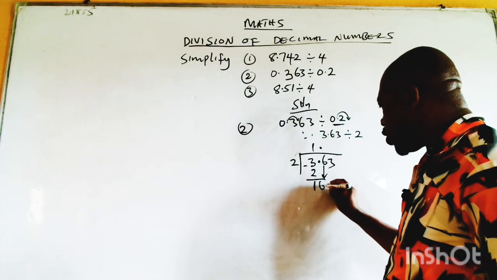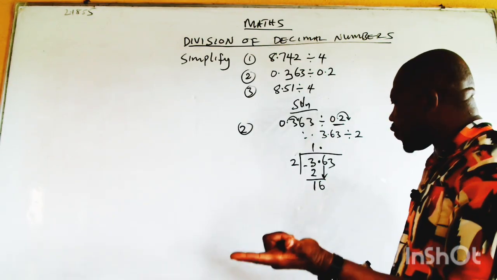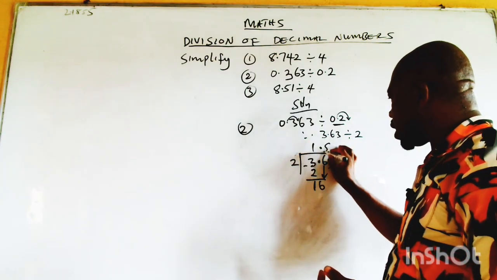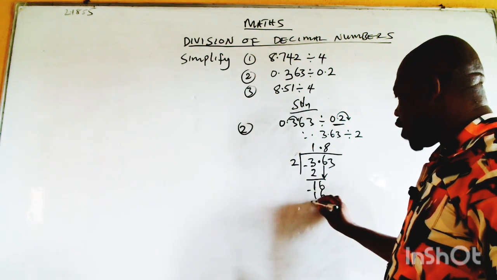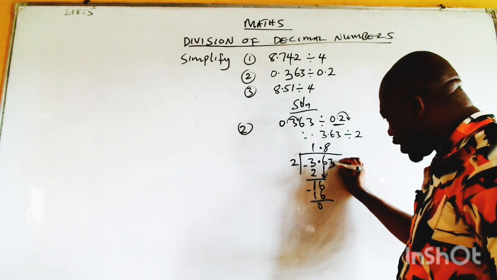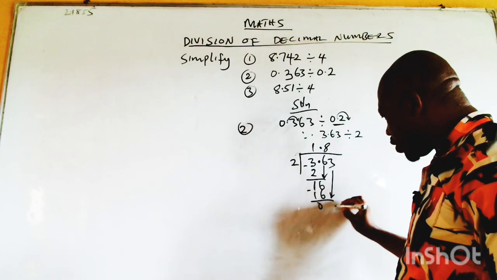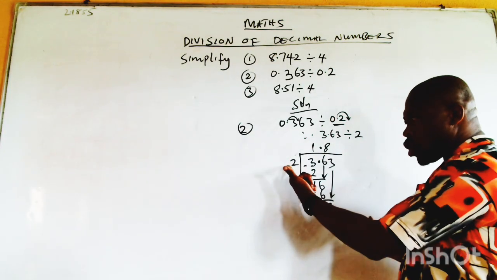If you bring it down, it becomes 16. 2 divide 16 will give us 8. Now, 8 times 2 is 16. If you subtract, it will give us 0. Now, this last value here, bring it down. So if you bring it down, you have 3 here, because 2 can come here.